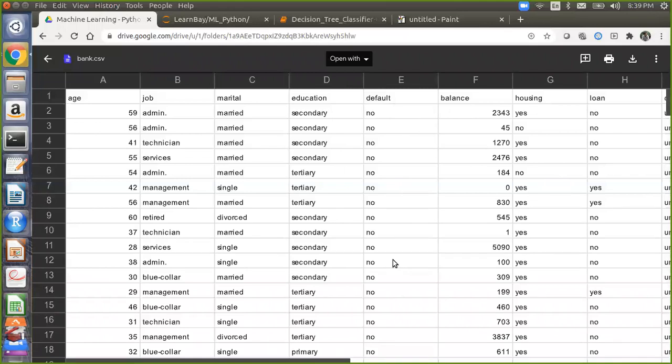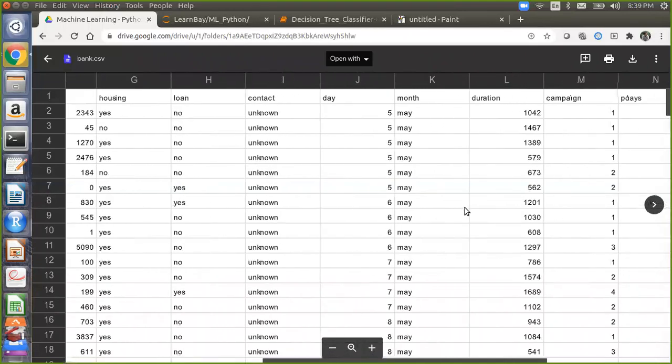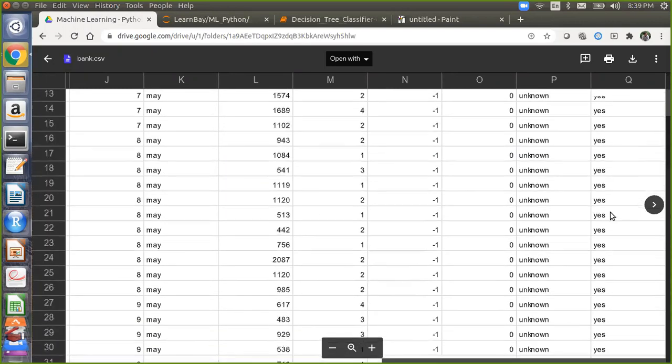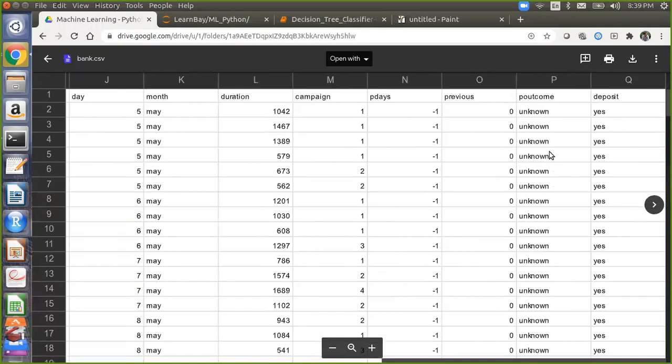So they want to predict about the new customers from this past data. They have all these features available: duration, p outcome, and deposit. Deposit means whether you have deposited in the past or not deposited on time. So you have these different variables available.